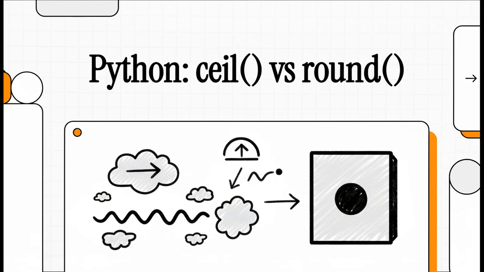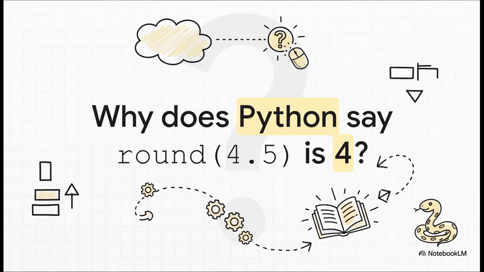If you've ever worked with numbers in Python, I guarantee you've hit this exact problem. You've got a decimal and you need a whole number. Seems simple, right? But how you get there can change absolutely everything. So let's dive in. Let's just kick things off with a real mystery.